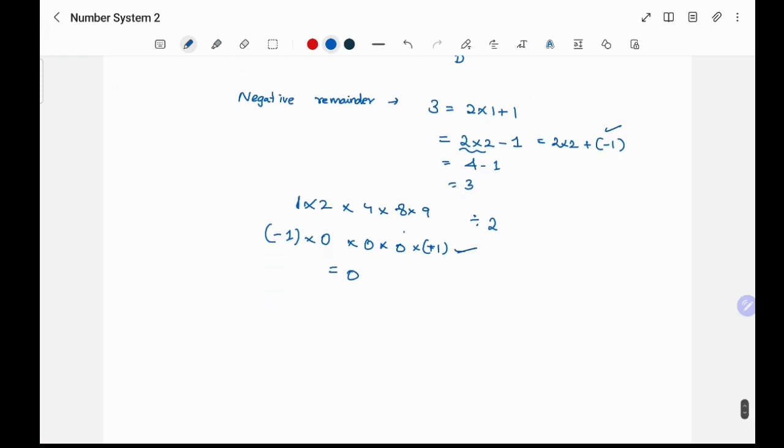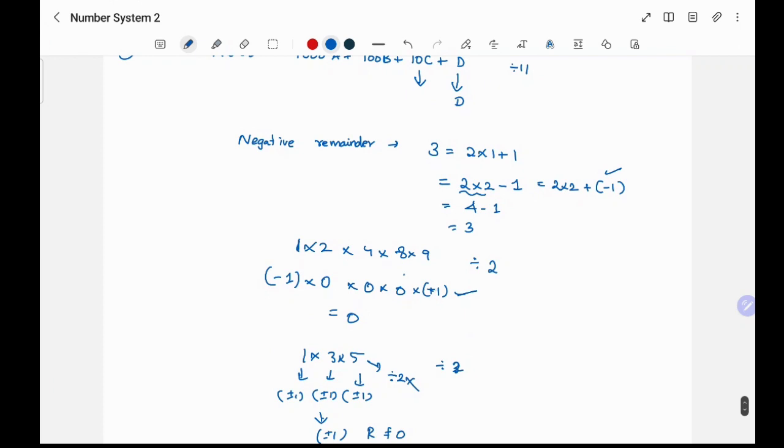I will give an example for not divisible by 2 also: 1 into 3 into 5. 1 I can write as plus or minus 1. 3 I can write as plus or minus 1. 5 I can write as plus or minus 1. This again gives plus or minus 1. So the remainder is not 0, so this number is not divisible by 2.